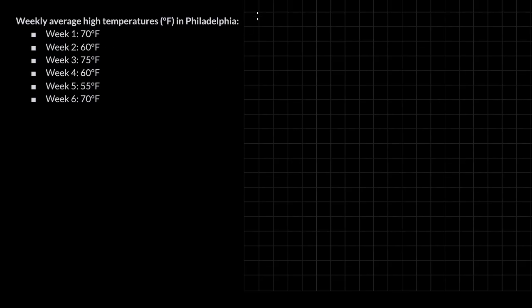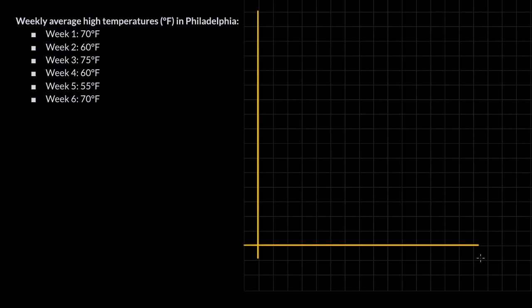So let me do my vertical axis right over there. And then let me do my horizontal axis like this. And so what I'm going to plot on the vertical is temperature, or high temperature, high temp. And then on my horizontal axis, I'm going to plot what week it is. And I have to go from 1 to 6. And let's see how many of these squares.